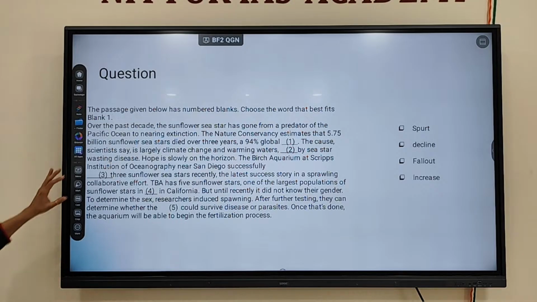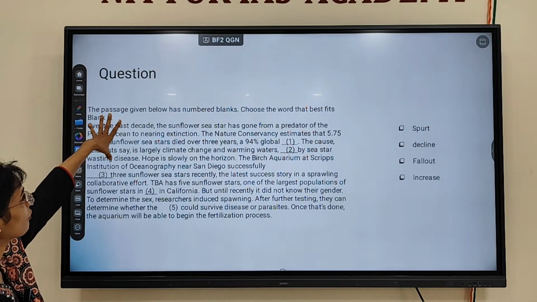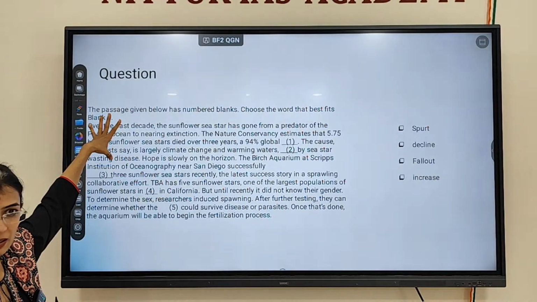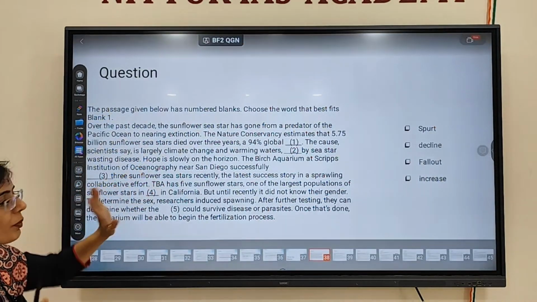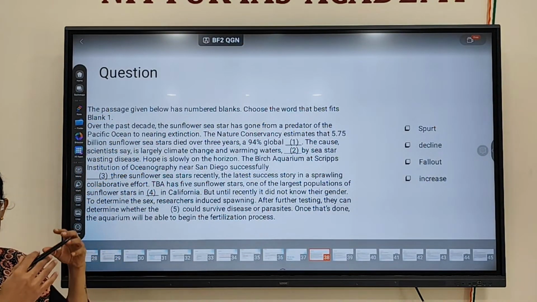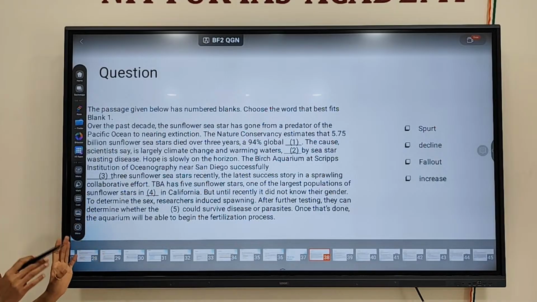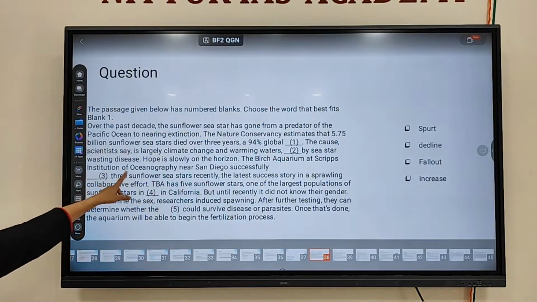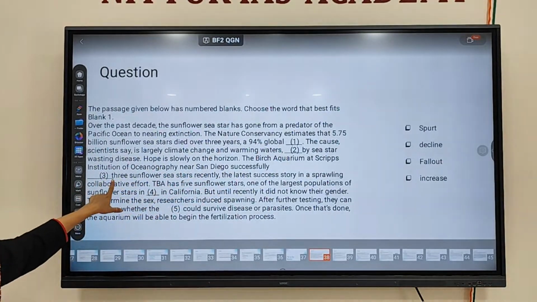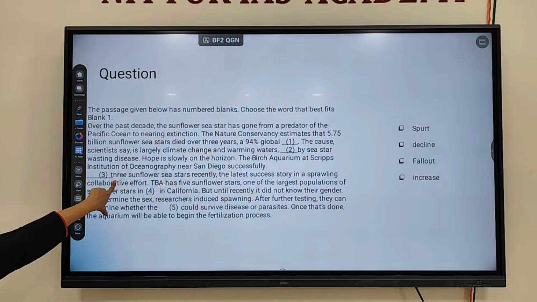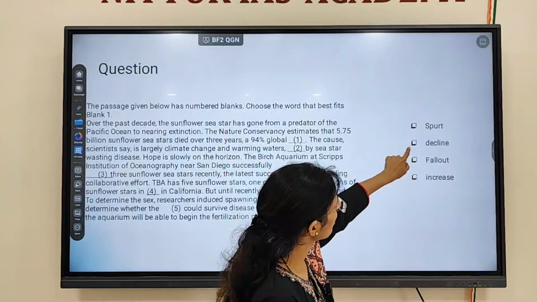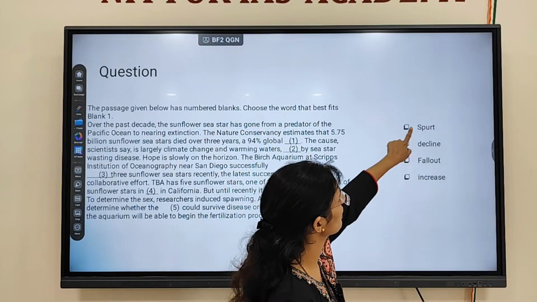So here they're talking about some sunflower sea stars who died recently because of climate change. Then they are saying hope is on the horizon. Meaning, in the adversity also there is some hope. What is the hope? The Birch Aquarium of Oceanography has successfully dashed 3 sunflower seeds. So successfully they decline sunflower seeds, they fall out, they increase, they spurt.